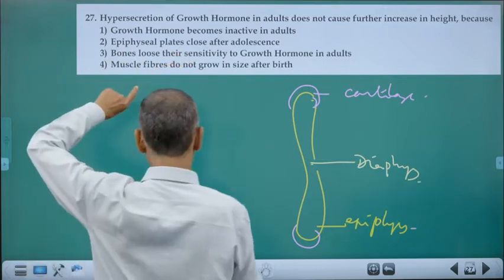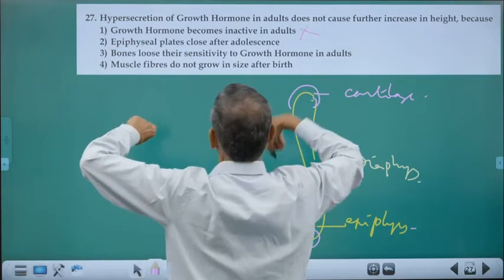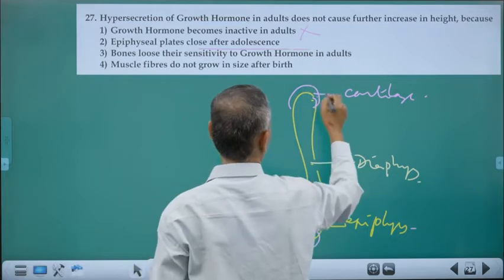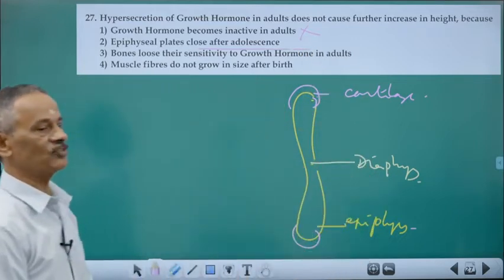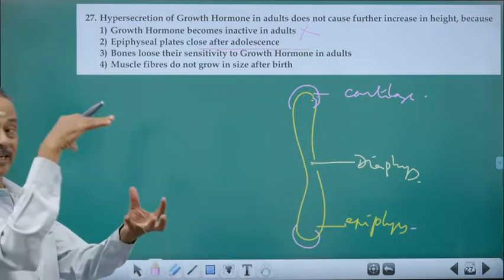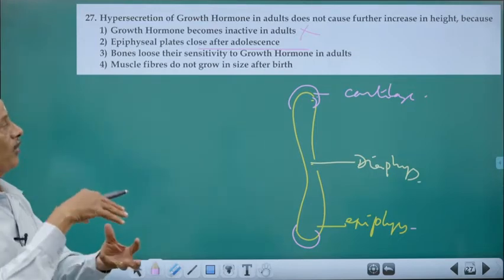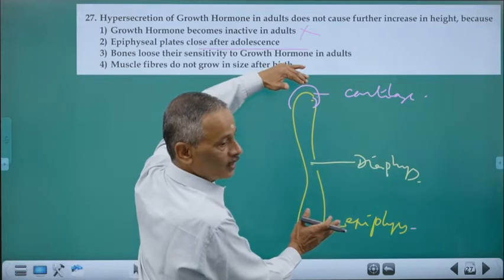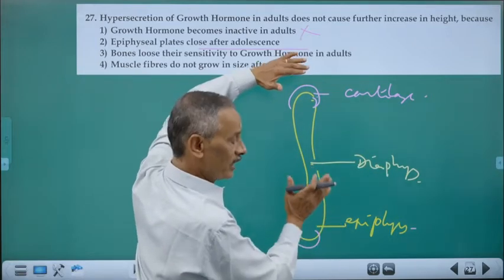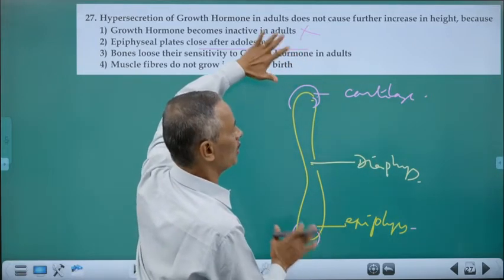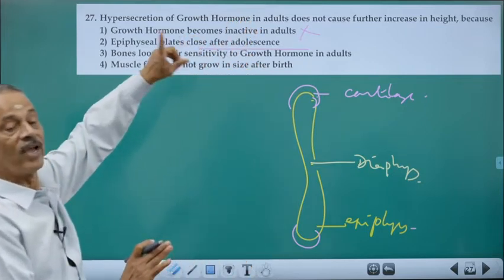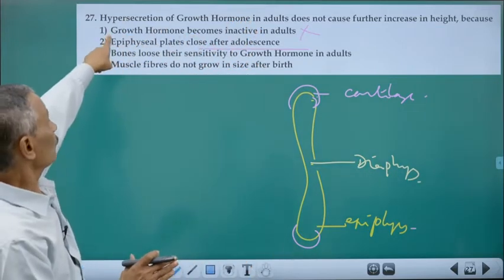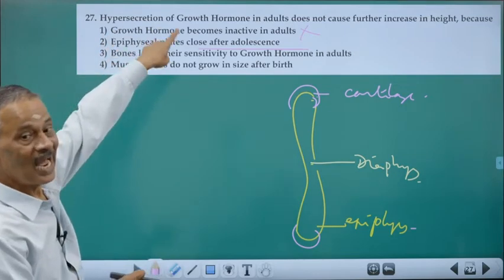No, it is not because of inactivity. The epiphyseal plate closes after adolescence. This is the epiphyseal plate, a cartilaginous plate. A cap is formed that will close the growth, so further increase in length is not possible. This is the reason why our height is not increasing even when an excess of growth hormone is produced in adults.